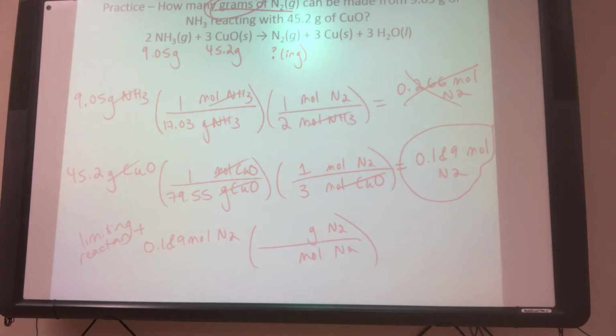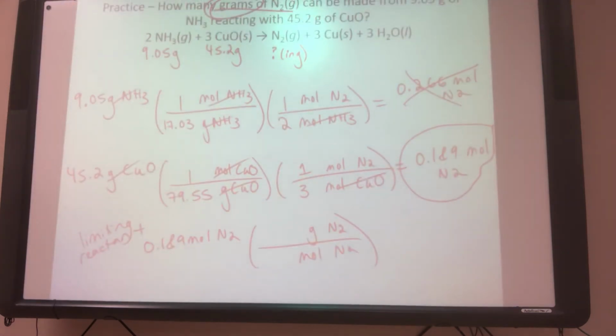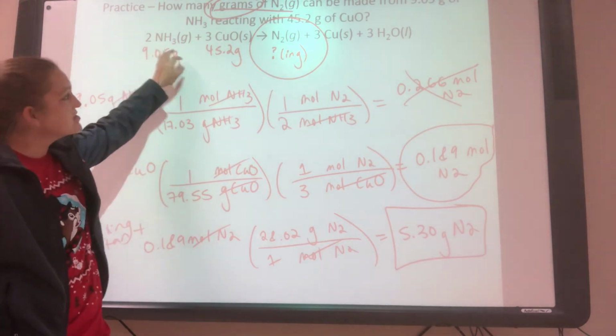How do I go from moles to grams? Periodic table. It's N2, so 2 times the mass of N. N is 14, so that gives me 28, top or bottom? Top. So now I have grams of N2. Do the math, and this would be my final answer. So this would be my amount of N2 in grams that would be created because it came from my limiting reactant.